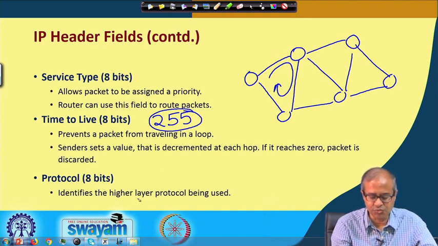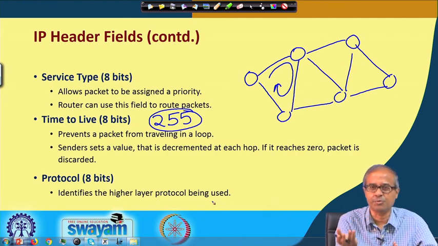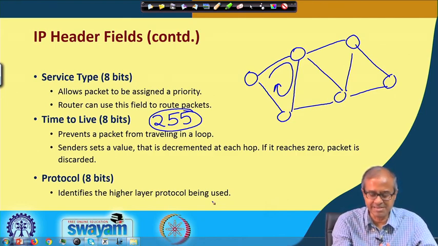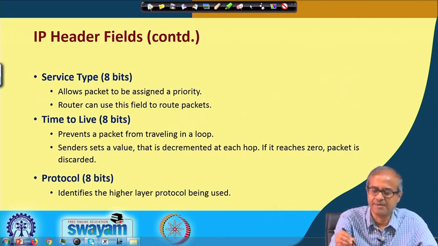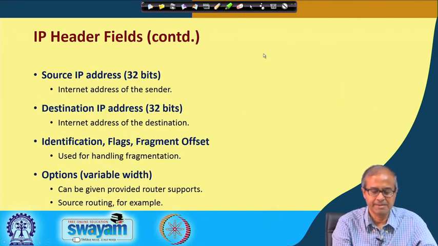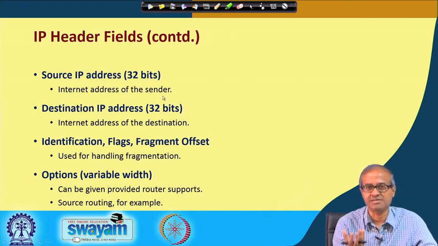Okay? And protocol is another field, this is also 8 bits. This will identify which higher layer protocol you are using, like TCP and UDP are the most important protocols. They have a code, 8-bit code. There are other protocols also. In that case, you will have that particular protocol number in 8 bits, which high level protocol is being used here. Then of course, you have the source and destination IP addresses. As I said, these IP addresses are 32-bit addresses.